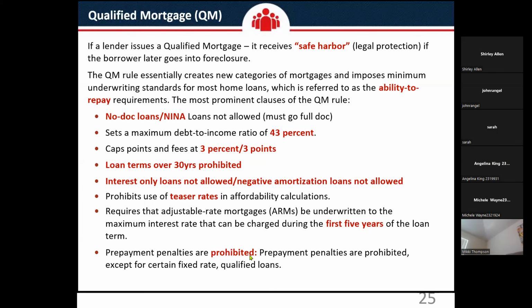So this is a qualified mortgage. They must have the ATR, ability to repay. We have no docs, no NINAs. Everybody has got to go full doc. The back end can't be more than 43%. You're only going to make 3 points on the loan. The loans have to be 30 years; none over 30 will be permitted. No interest only, no neg am, no teaser rates. And if it's an ARM, the ARM has to be fixed for the first 5 years of the loan, and you cannot add any prepayment penalties.